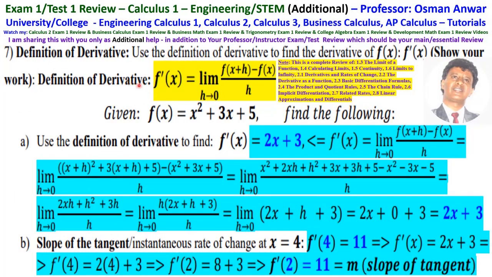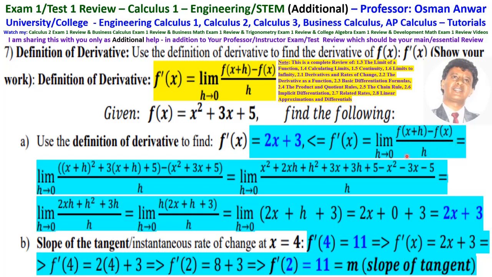Okay, number 7 is we're going to find the derivative of f of x equals x squared plus 3x plus 5, which we know is 2x plus 3, but we're going to use the definition of the derivative to find this 2x plus 3. So the definition of the derivative is f prime of x equals the limit as h approaches 0 of f of x plus h minus f of x over h.